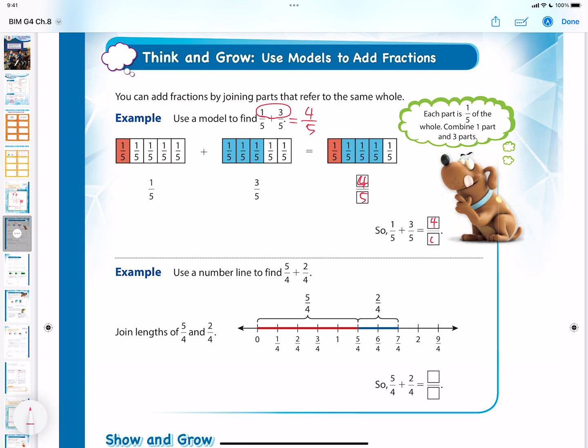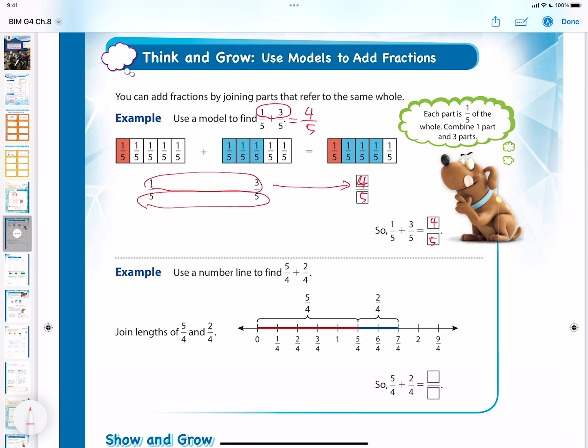That's it. Okay, each part is 1 over 5 of the whole. Combine 1 part and 3 parts. Okay, it's nothing to get confused, right? It's very simple. All you need to do is what? Yes, you need to just add the numerators when the denominators are the same, and then write it down.